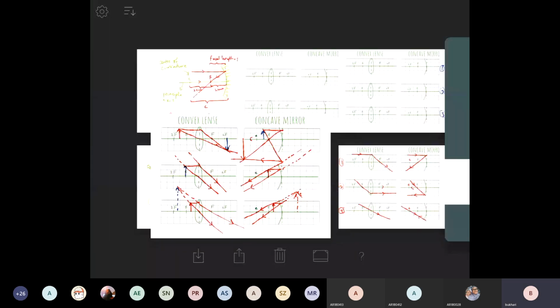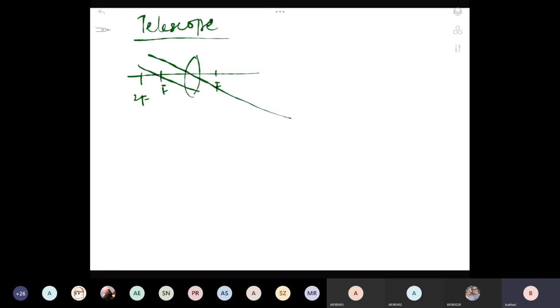Okay, so let's try to draw it again for telescope. Here is the lens. Now here is F, this is 2F, 2F, and then you have F. Now light travels through F in a straight line, and is refracted parallel to the principal axis. Now you have the object here. Right, this is our first case.